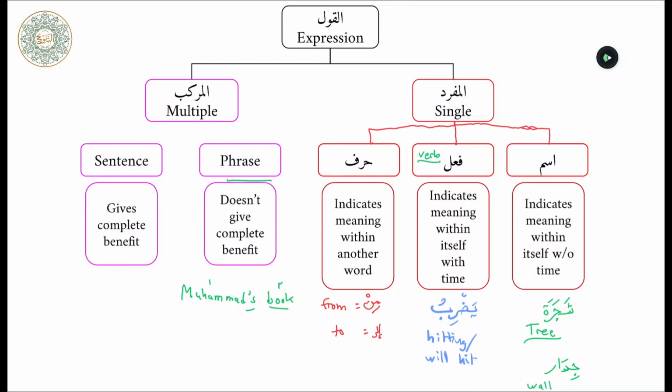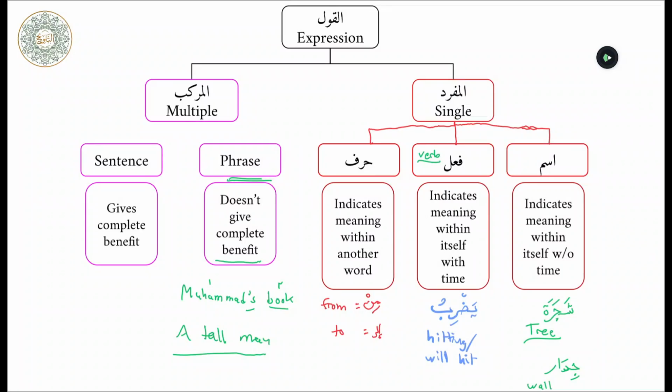Therefore, this is a phrase because you haven't given complete benefit. Muhammad's book is there, but what about Muhammad's book? Is it lost? Is it stolen? Etc. Complete benefit is not yet found. Let's take another example. A tall man. What about a tall man? Is the tall man sitting? Is the tall man standing? Is the tall man running? Is the tall man falling? You have yet to give any information. And therefore, a tall man alone is simply a phrase. It's not a complete sentence because you have not yet given information regarding that tall man.